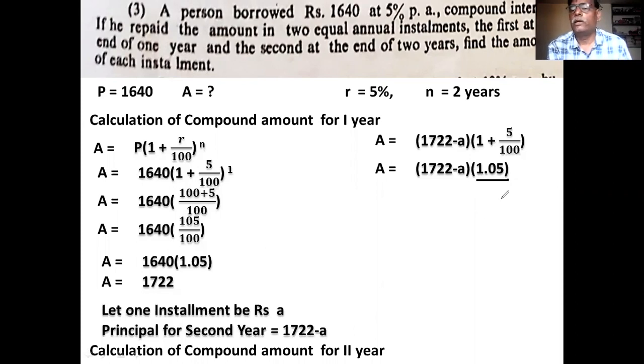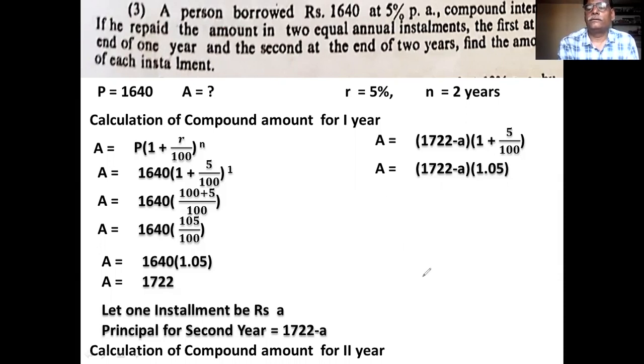This 1.05 is the second term and the first term is 1722 minus A. So you multiply first 1.05 into 1722, and second you multiply 1.05 with A. Whatever answer comes, we will see.